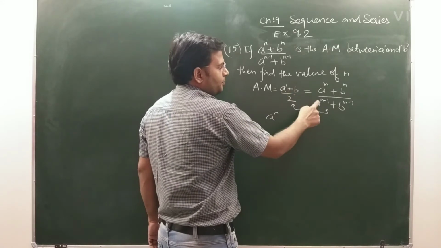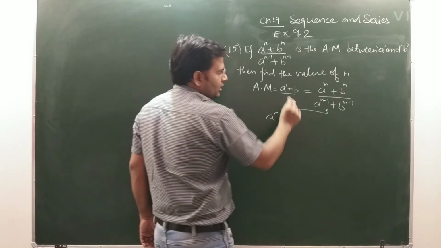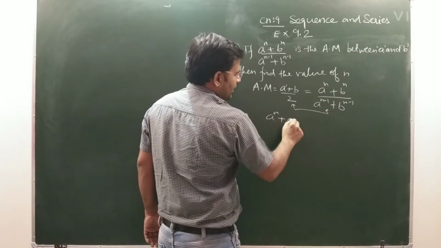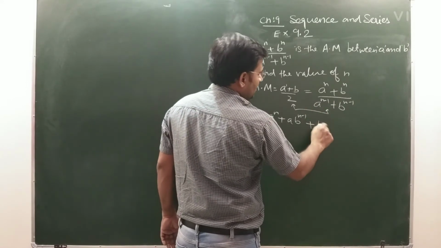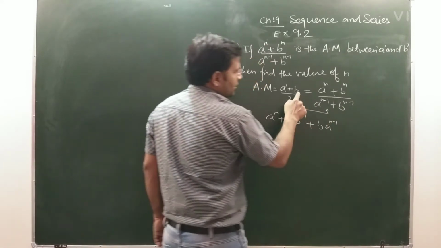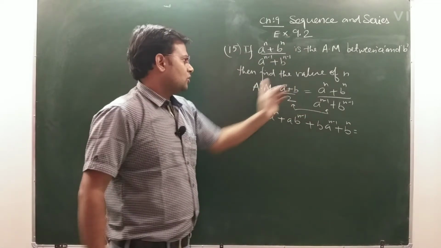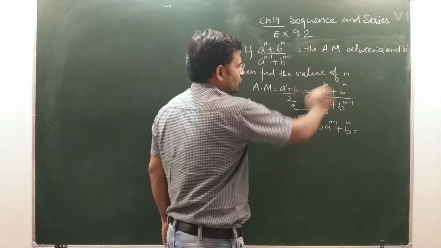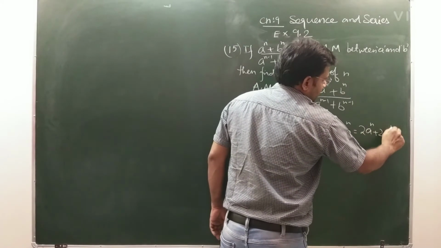So 1 plus n minus 1, the 1 will get cancelled, you will be left with an, and then this will be ab^(n-1). Now you multiply b with a^(n-1), and this will be b^n. So this is the cross multiplication you have done, and now you do multiplication like this. This is 2a^n plus 2b^n.